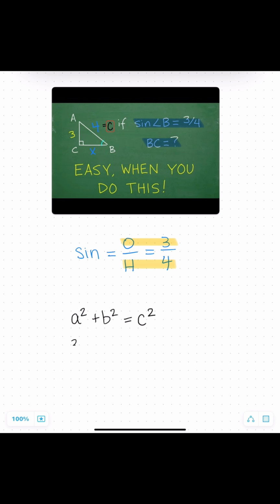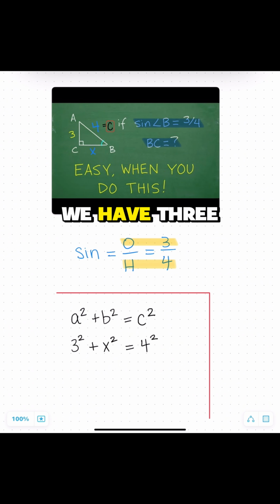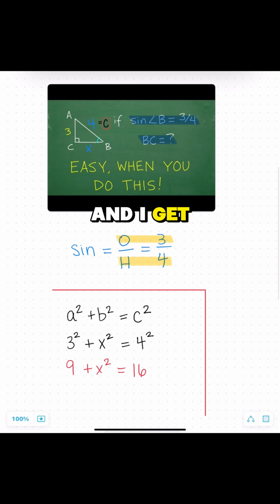So we're going to write out 3 squared plus x squared equals 4 squared. So again, we already know two sides of the triangle, which is 3 and 4, and we're just looking for that missing third side. So that's what we filled in to the Pythagorean theorem here. Okay, so now just finishing with that, we have 3 squared is 9, x squared is just x squared, and 4 squared is 16.